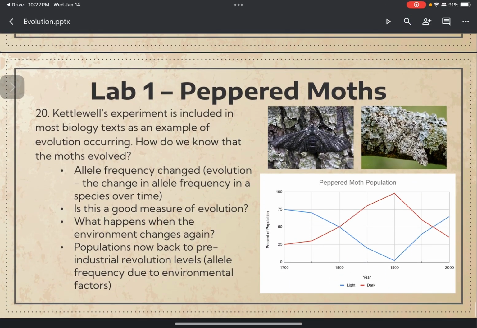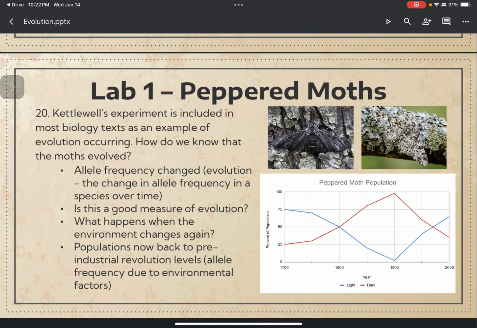So what do we get from Kettlewell's experiment? If you remember from our lab, he went out and did a little experiment, putting dark moths on light trees, light moths on dark trees, and vice versa, and then studying how quickly they were eaten by predators, how many lived, etc. He concluded that, and he's included in most biological texts as an example of evolution occurring.